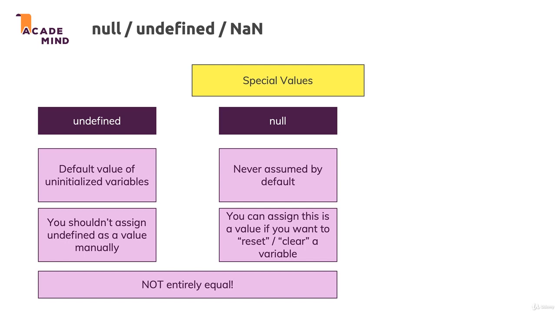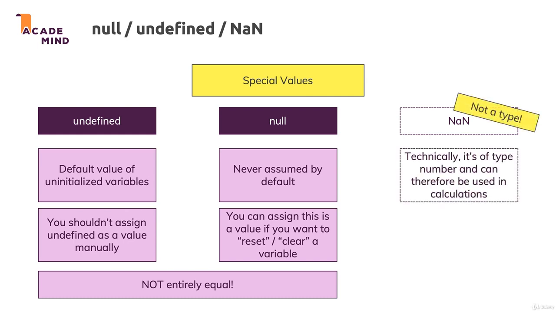Now, there also is one other special value, and that's NaN. That stands for not a number. And technically, unlike undefined and null, which also are their own types, this is not a type. Instead, it's of type number. It's not its own type. And you can therefore use it in calculations where you work with numbers. Now, the idea behind NaN is that it's kind of like an error code if you run a calculation with something that doesn't include a number. So if you have, let's say, a multiplication with text or anything like that, then you would get not a number as a result.